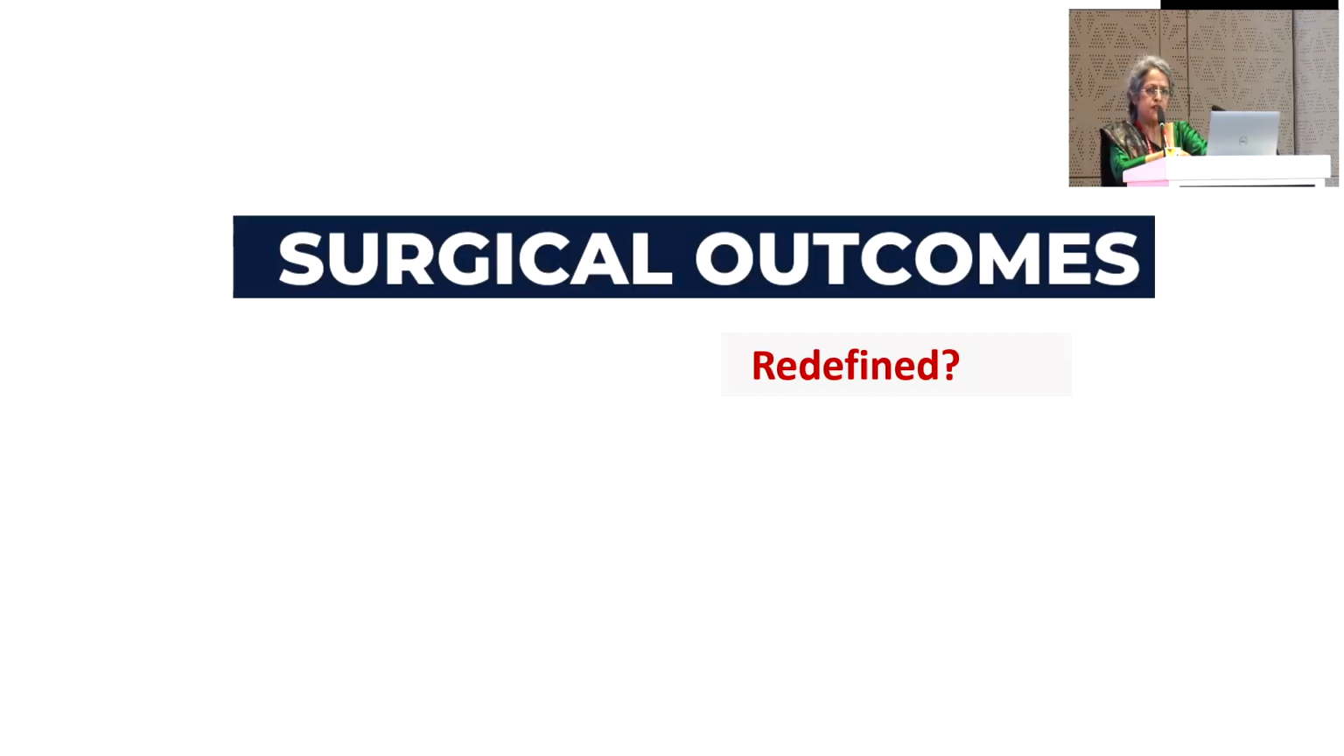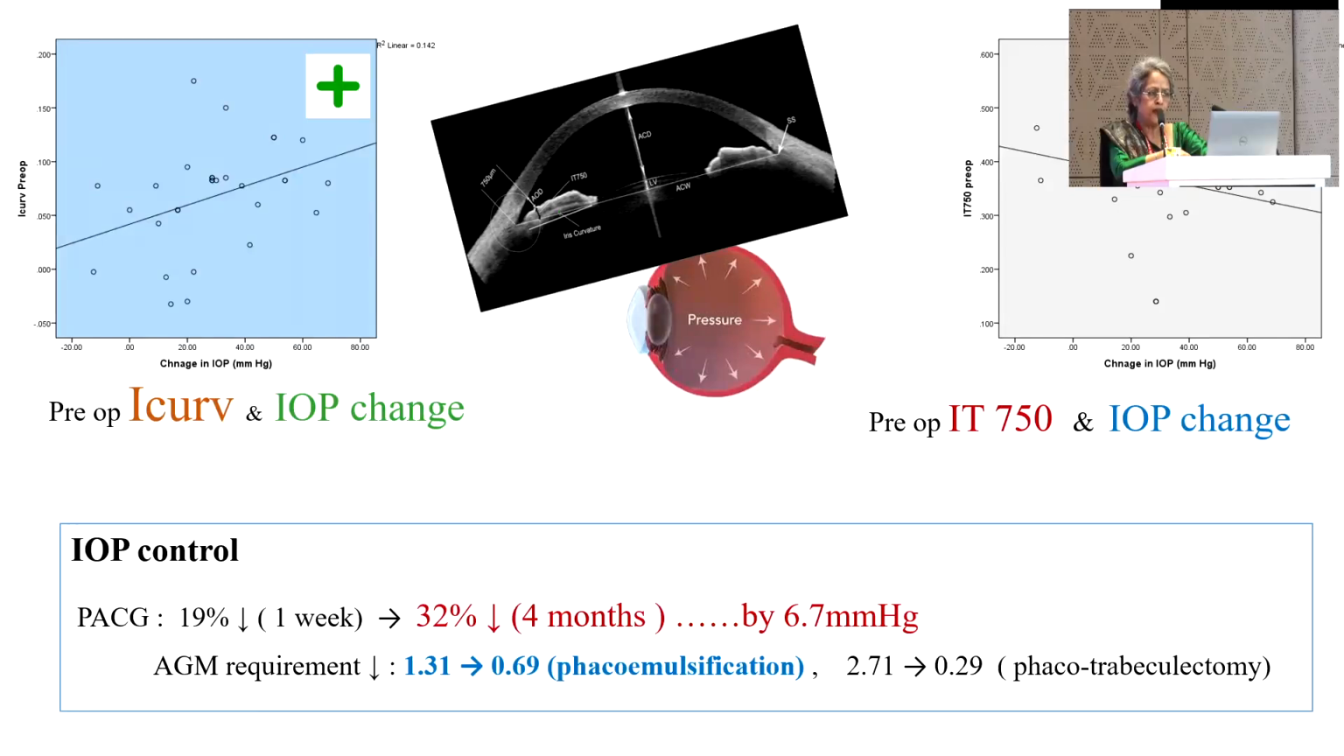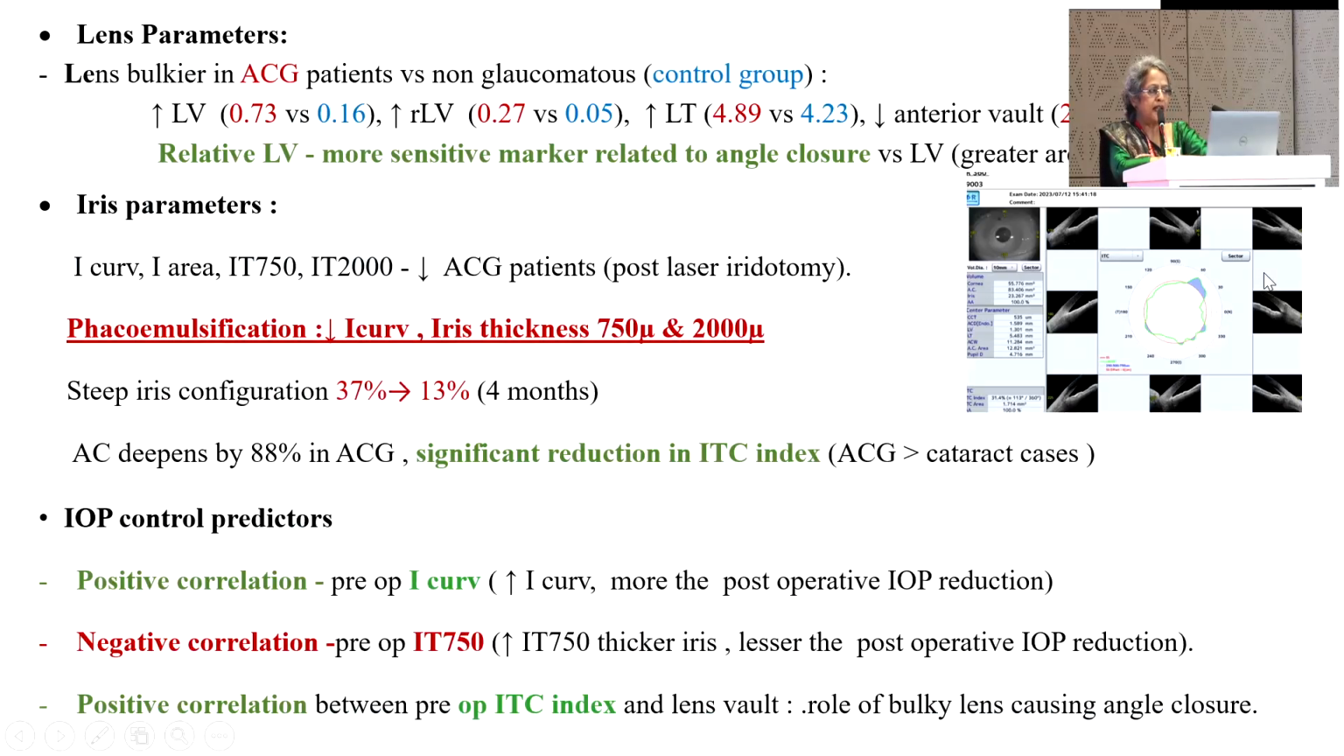So to conclude, how is the surgical outcome redefined after finding all these iris signs and the lens signs? We correlated our IOP control post phaco or phaco trab with the iris and the lens. What we found is that in angle closure glaucoma, phaco alone could reduce the IOP over 4 months by 6.7 millimeters of mercury, and even the requirement for medicines reduced. And it was related positively to the iris curve and negatively related to the iris thickness at 750. So what does that mean? That lens is bulkier in ACG. We know that, that's a no-brainer now.